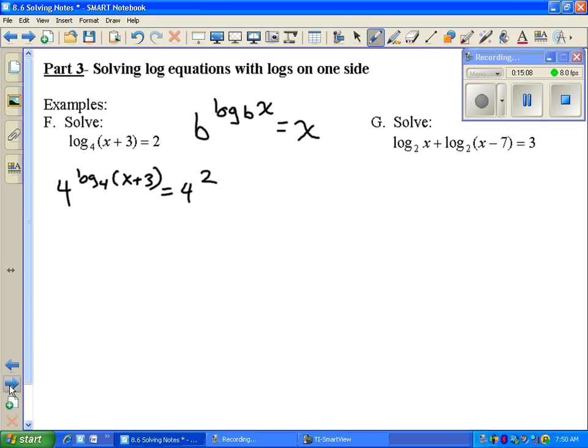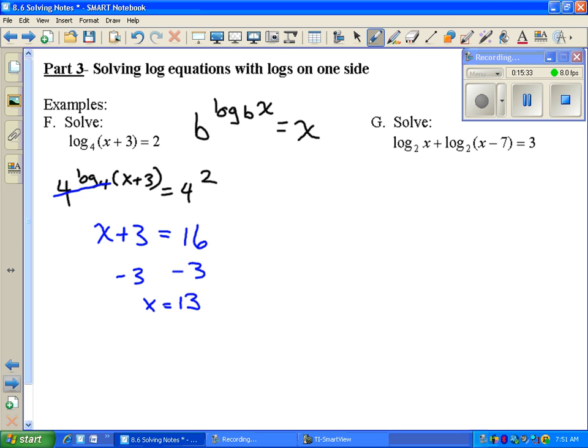Nothing has changed. But notice what happens. Okay, what do I see next? Well, the exponent and the log cancel. So my left side is just x plus 3. My right side is 4 squared. Well, 4 squared is 16. Subtract 3 from both sides. x is equal to 13.